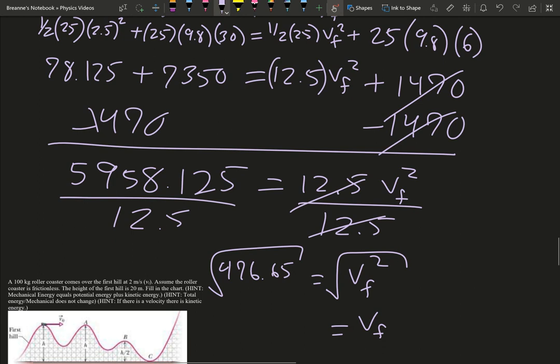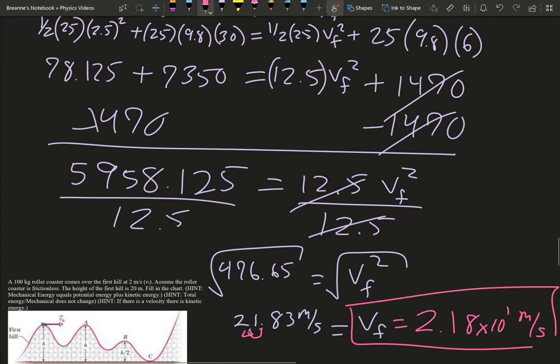So our V final is 21.83 meters per second. If we're going to put that into our scientific notation, we're going to move it over once. So that equals 2.18 times 10 to the 1 meters per second. And that is our answer.